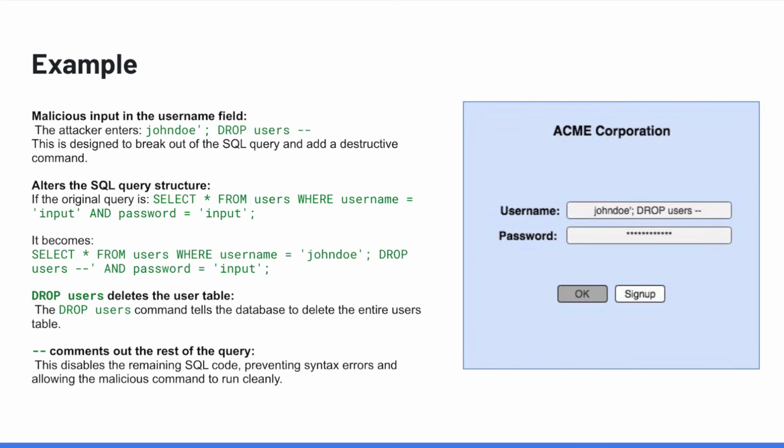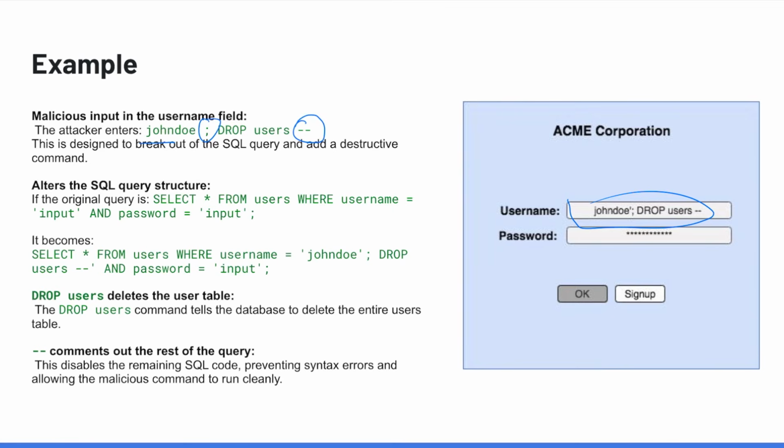Now I'm going to go through a quick example right here, and this is actually what we saw on the other page. So let's say that the user puts some input into the username field right here. Normally it'd be John Doe, but maybe they put in John Doe, an exclamation point, and then the next line is going to be drop users, followed by a double dash.